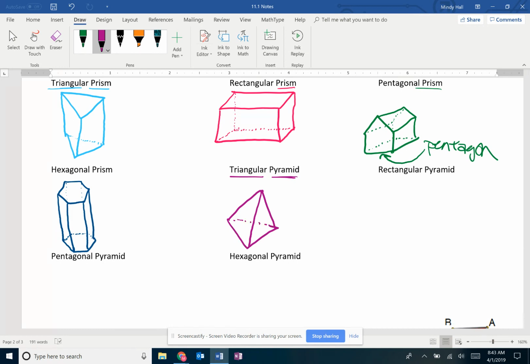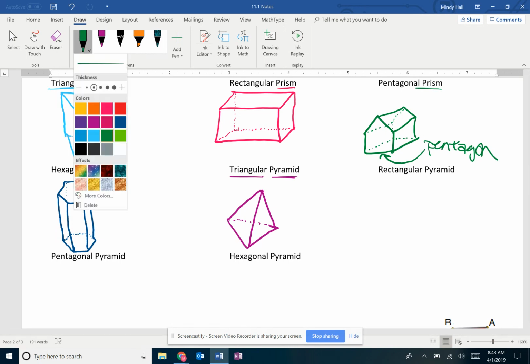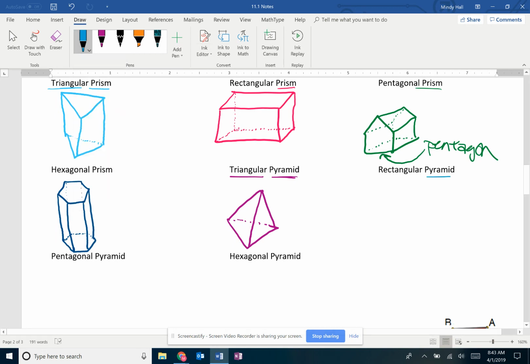For a rectangular pyramid, change the color. Wait, I did that one. For a rectangular pyramid, we know it meets at one point because it's a pyramid, and we have a rectangle at the bottom. So we draw a rectangle, we pick a point, and we just connect everything to that point.